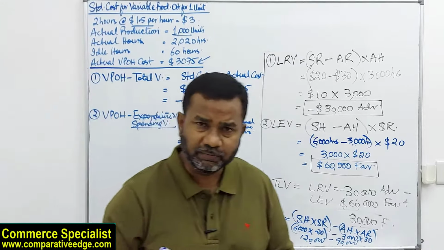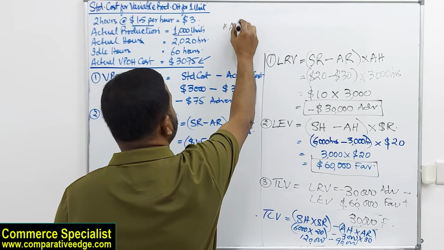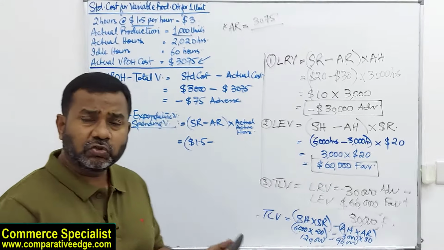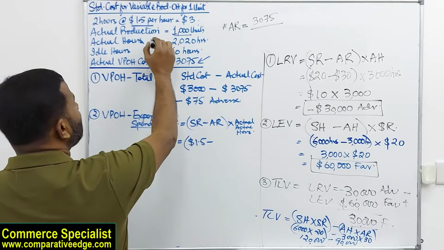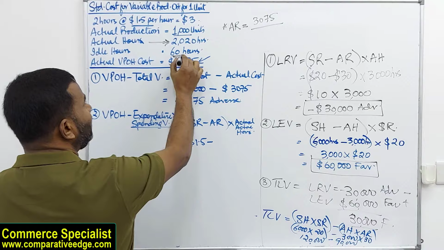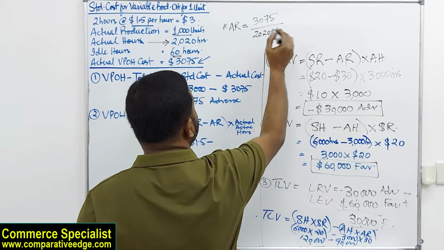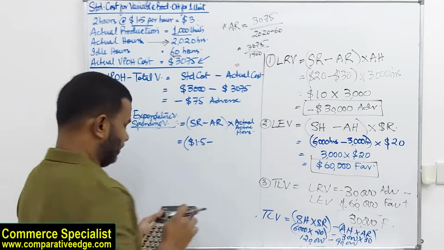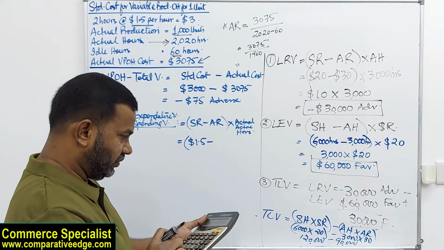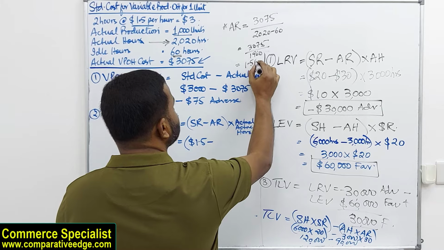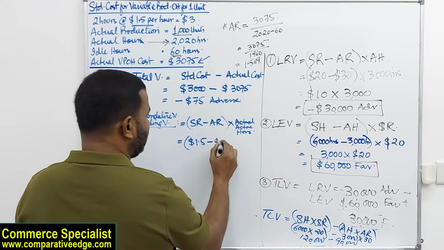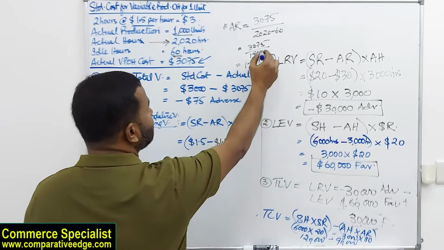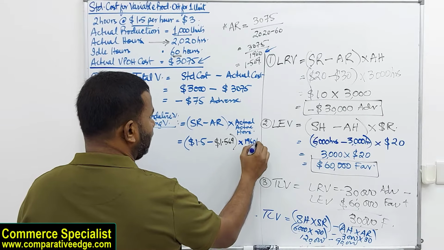Actual rate, I need to calculate. I'm calculating it here. Your actual rate is actually your actual cost, which is 3,075, divided by actual active hours. Now the labor actually worked for 2020 hours, but 60 hours were idle. So 2020 hours minus 60 idle hours. So I get 3,075 divided by 1960 hours. So how much do I get? 3,075 divided by 1960. I'm getting 1.569, and that's my actual rate, 1.569. And then I multiply this by actual active hours. Active hours are here in my denominator, 1960 hours.